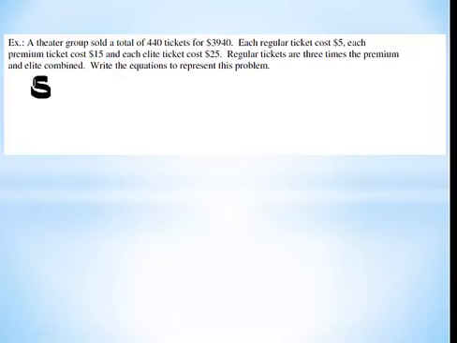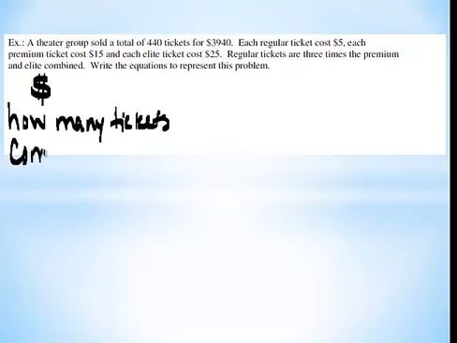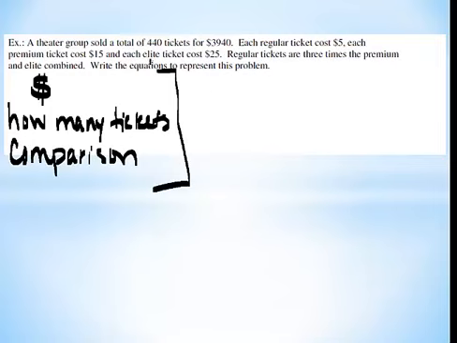So hopefully you've figured out that we're dealing with money. We're dealing with how many tickets. And then at the very end, they're doing some kind of a comparison. They're comparing one thing to another. So let's go ahead and deal with the money one. We have a few different money options in here. We have a $5, a $15, a $25, and then it says $3,940. So you have to recognize that that's your total. So over here, I'm going to put $3,940.